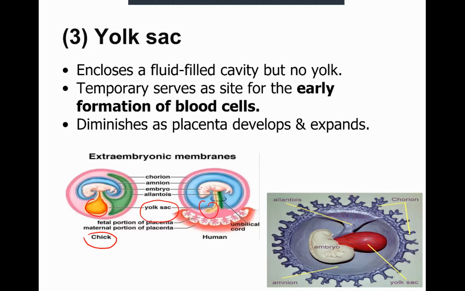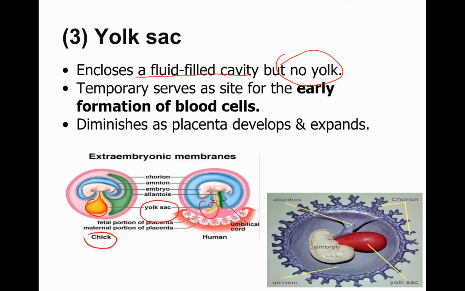For human, the yolk sac is enclosed with filled cavity, but no yolk. Okay, for human, kita ada cavity tu, sarung tu ada, kantung tu ada, tapi tak ada yolk. Kalau untuk ayam ke apa ke, dia ada yolk dia tu. Okay, right. So, no yolk for human. So, what is the function of yolk sac?